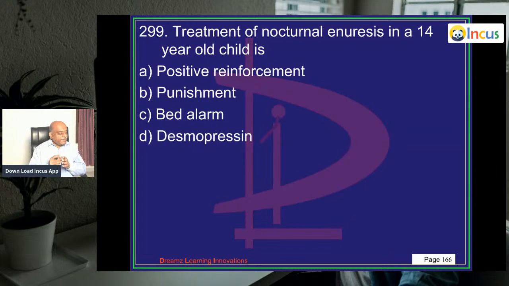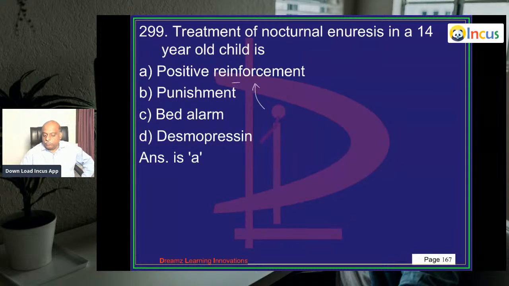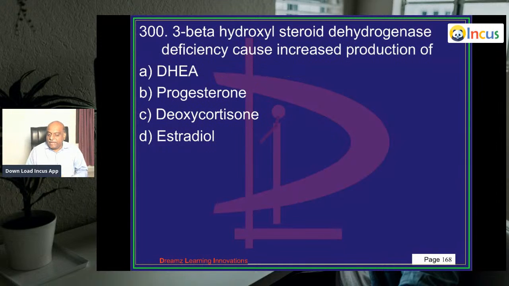Yesterday we discussed in great detail nocturnal enuresis. So how do you treat a 14-year-old child? You have to give positive reinforcement. So a lot of times it is a behavioral problem that is the underlying root cause of the nocturnal enuresis. And 3-beta-HSD, just before we have seen, any deficiency leads to increased DHEA. Increased DHEA is what you should remember.